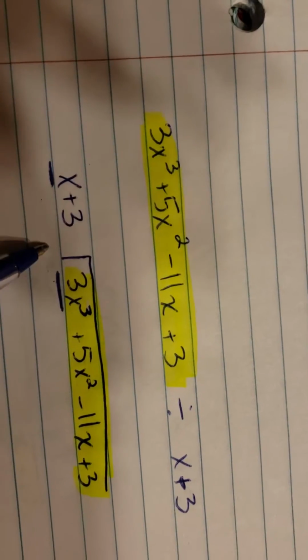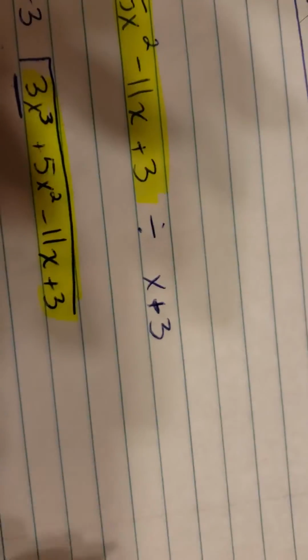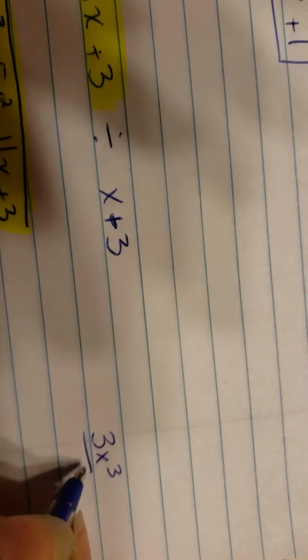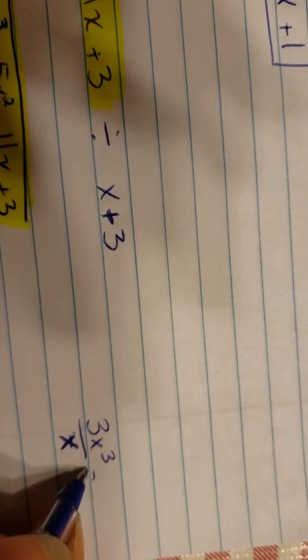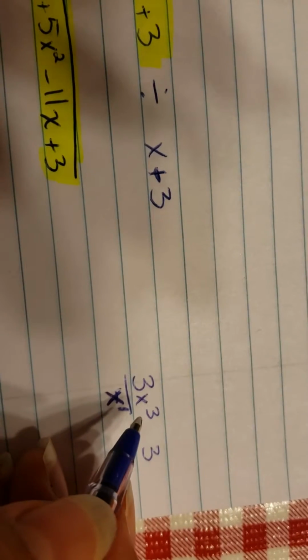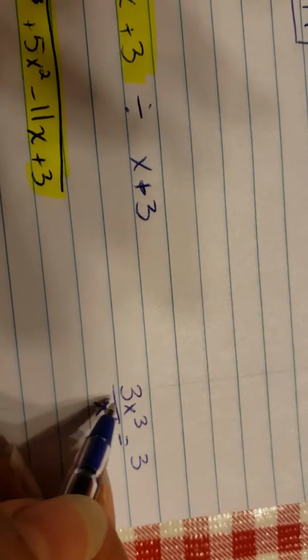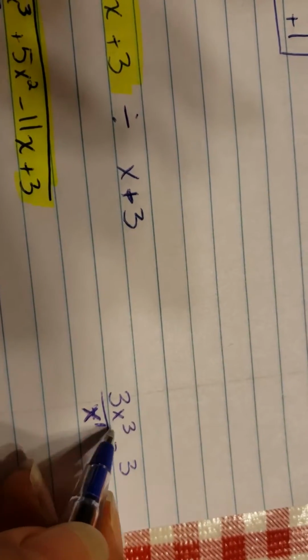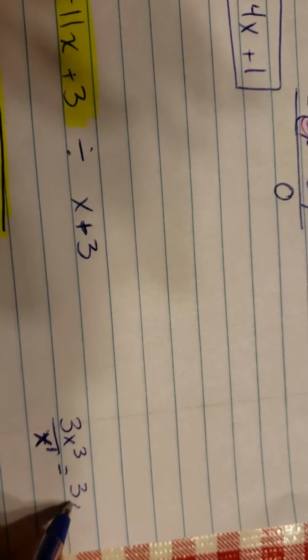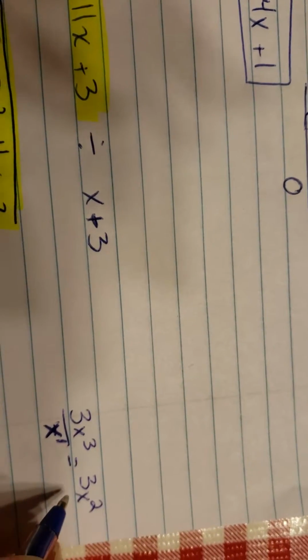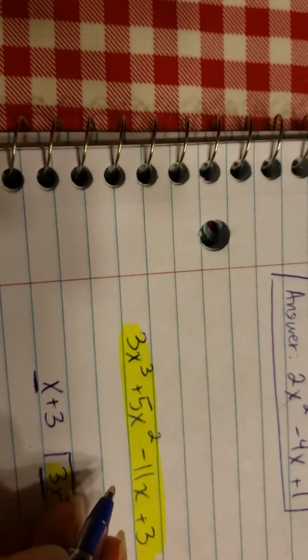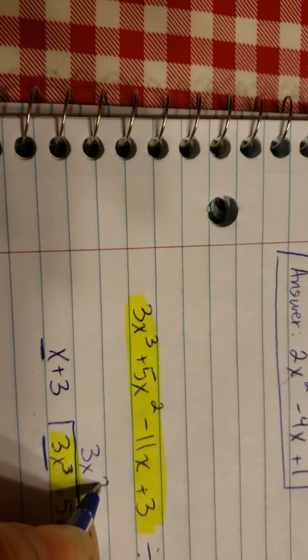If you can't do that in your head, just come over here to the side and you can go ahead and do that. So I have 3x cubed divided by x. Okay, that's going to leave me with 3. Remember, there's an imaginary 1 here, so when we're dividing exponents with the same base, so the x, we subtract. So 3 minus 1 is 2, so it's x squared. Okay, and this goes on top. So we have 3x squared.